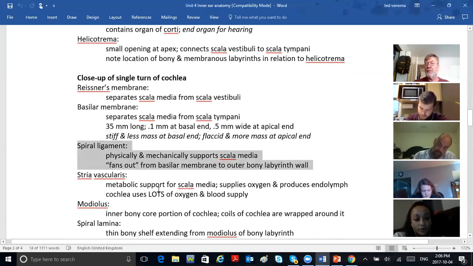Now looking over here, the spiral ligament attaches the scala media to the wall. Stria vascularis.